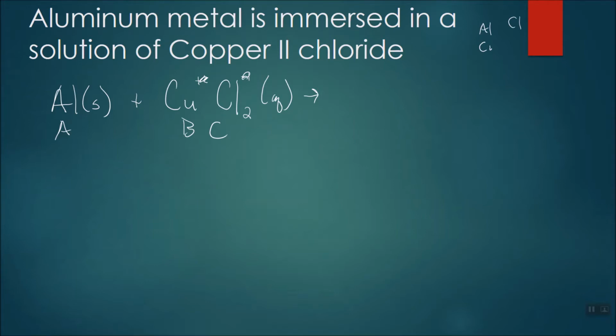Now, can aluminum replace copper? Well, we saw from the reaction, the answer is yes. But can it? Well, look at the activity series. Yes, aluminum is above copper. So yes, aluminum does replace copper. So on the other side, what do we see? We see that aluminum has been oxidized.